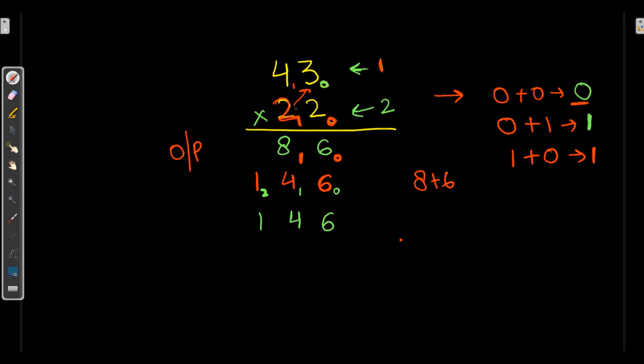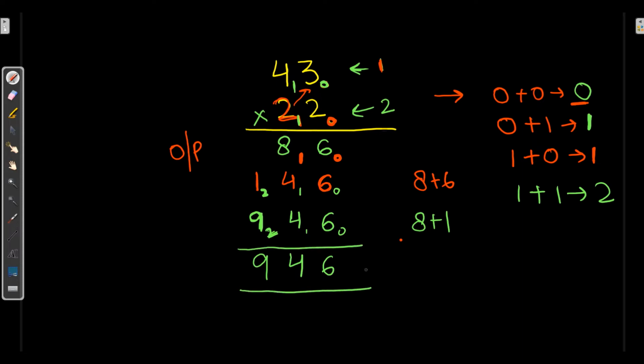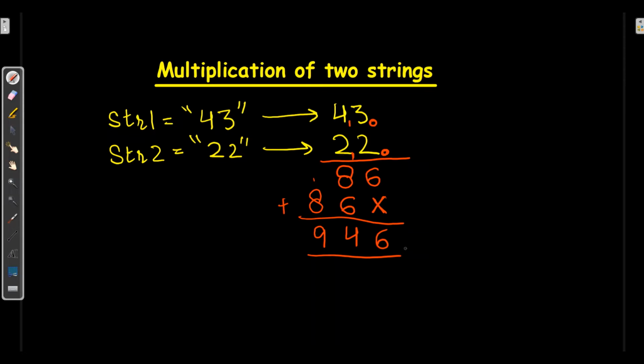Now it's time for 1 into 1. So I'll write 1 plus 1, which is 2. 0, 1, 2. So I have to implement 2 into 4 on second index over here. So 2 4s are 8 and we already have 1 over here. So 8 plus 1, 9. So what we got? So I'll copy this 9, 4, 6. So this is what our answer is, which we got earlier.